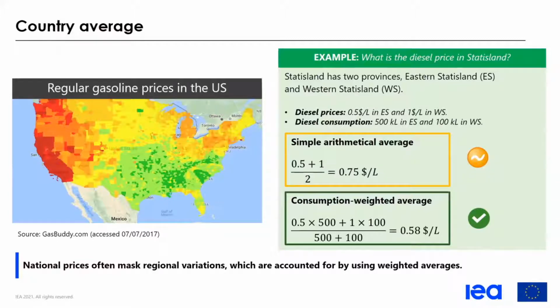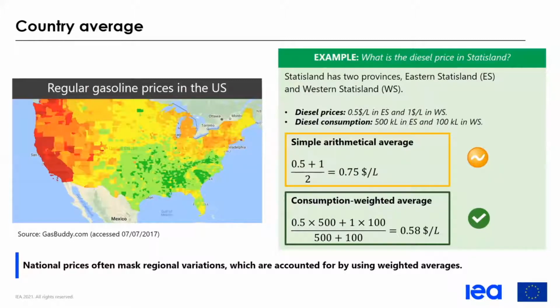If we calculated the simple arithmetical average of the two prices, we would have a $0.75 per liter. Is this a representative price? The answer is no, because as we can see from the input data, consumption is 5 times higher in the region with the lower price. Therefore, if we were to compute the simple average, we would not take into account this difference in consumption.